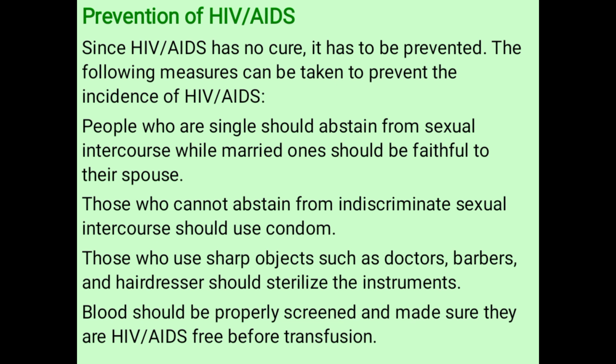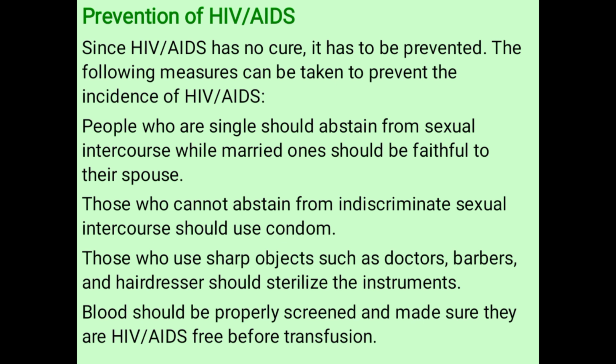How do we prevent this HIV? That is one of the things that we are going to look into again. People who are single should abstain from sexual intercourse, while married ones should be faithful to their spouse.